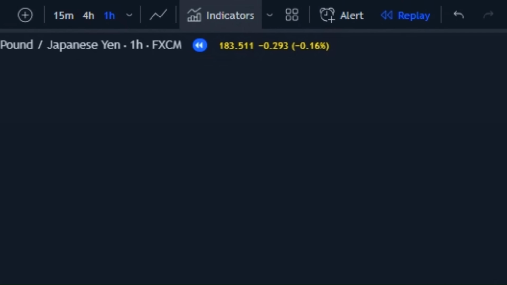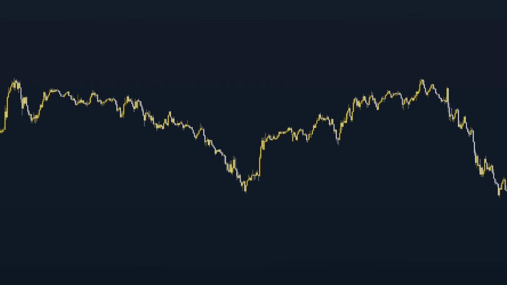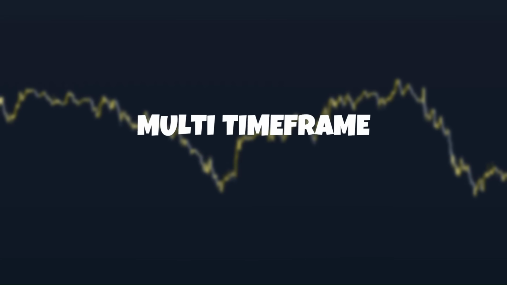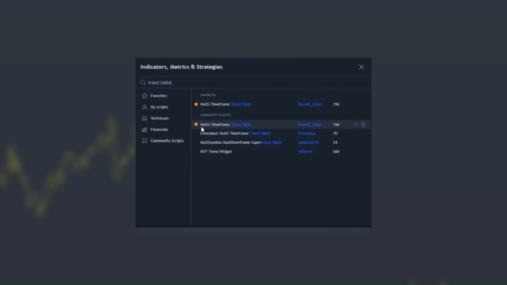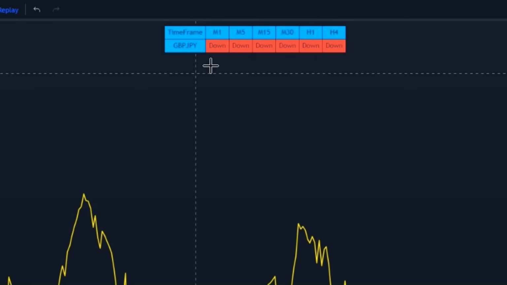The next step is to click on indicators up at the top here. Now for this portion of the strategy to work, we're going to be focusing on multi-time frame trends. Go into indicators, type in trend table, and it's this multi-time frame trend table right here. The box should look like this on the top.